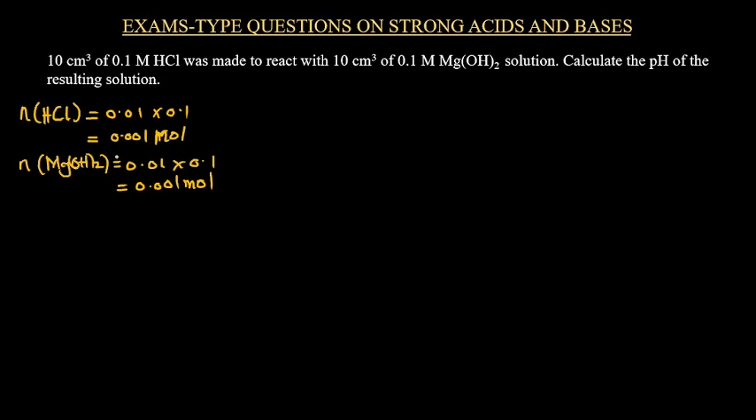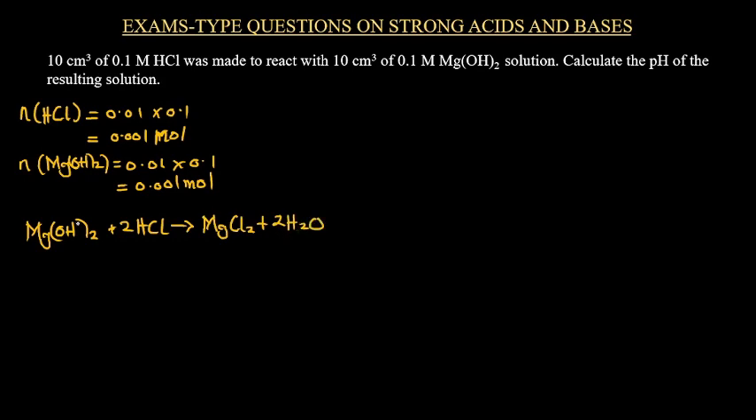So this is the point where we have to write a reaction equation. So we have magnesium hydroxide plus 2 moles of HCl. We are balancing the equation, which will give us magnesium chloride plus 2 moles of water. Okay, this is a balanced equation.